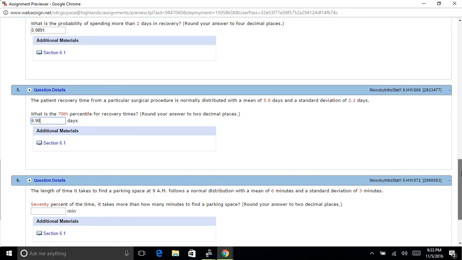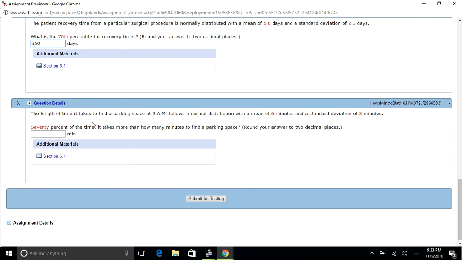Okay. And here's another one very, very similar to that. So let's look at this one. The length of time it takes to find a parking space at 9 a.m. follows a normal distribution with a mean of 6 minutes and a standard deviation of 3. 70% of the time it will take more than how many minutes to find a parking space? So how would you do that one? You've got to think of that one in terms of 70th percentile and what it's talking about.